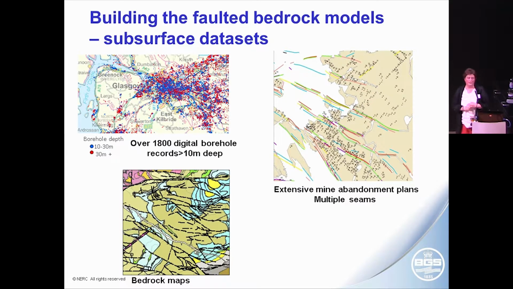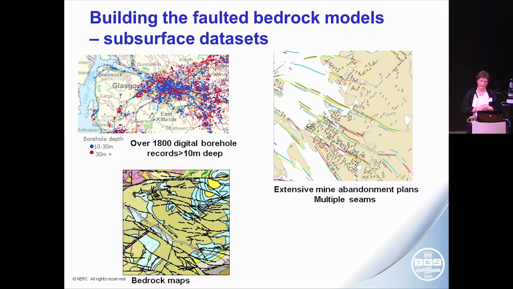So the data that we used to make these faulted bedrock models, we used a number of different sources. We used borehole data in the way that Katie's shown for the superficial models. We've also made use of the legacy of coal mining that there is in the area. And the image here, I'll try and do this without moving the slides. Right, the image here shows the extent of coal mining.